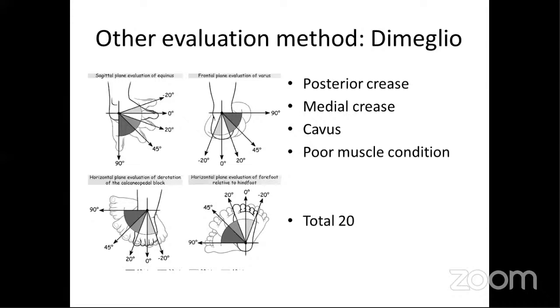There are other evaluation methods, more difficult, right, but more objective. They can also be utilized. One of them is the Dimeglio method, right? So generally speaking, in a small child, we use the Pirani's method. In a bigger child who is able to walk, we use the Dimeglio method. So this is a generalization.